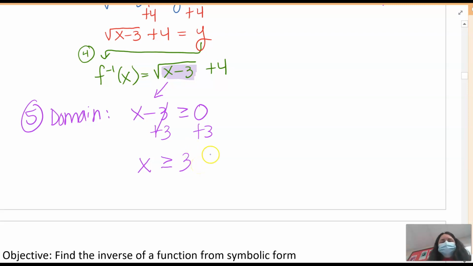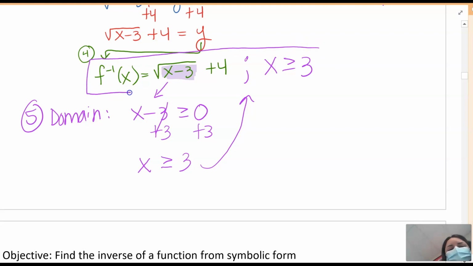So I'm going to just add that to like the end of step 4. I'm going to put a semicolon here, and I'm going to say x has to be greater than or equal to 3 in order for this to be a function, okay? And this is going to be your final solution.